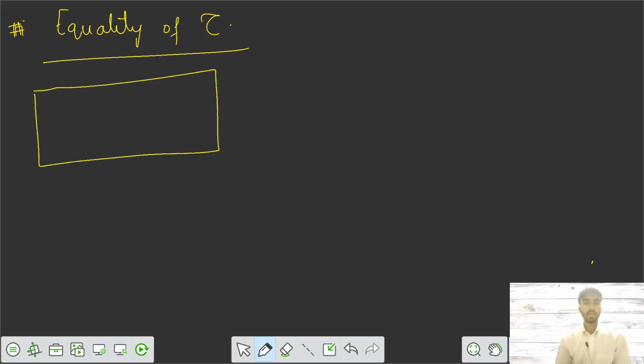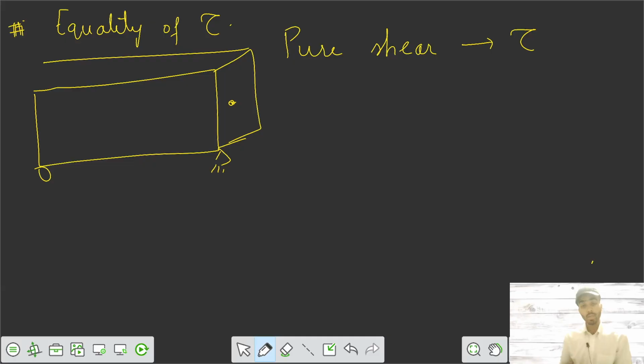We said that if a member is there, say a beam, then we took a point at the end, at the support. At that support, we said it is a pure shear case. Pure shear, that is, only shear stress is acting on the plane, no normal stress is acting. So then we took that plane out and made a cuboid element on it.